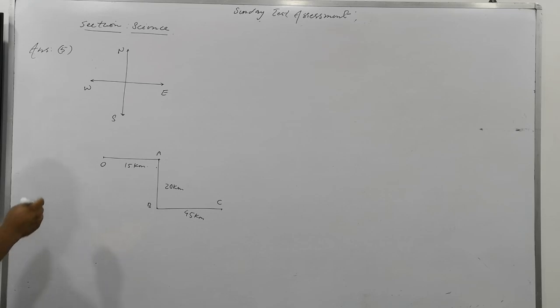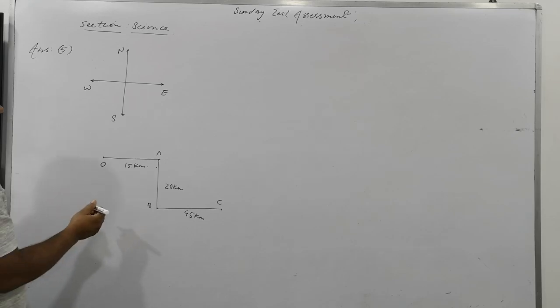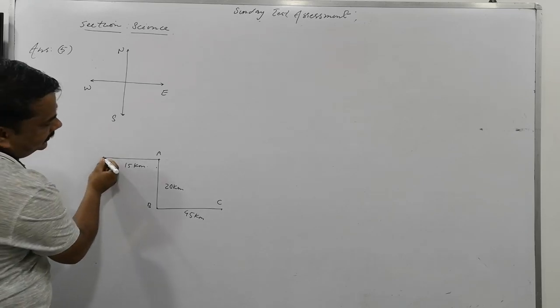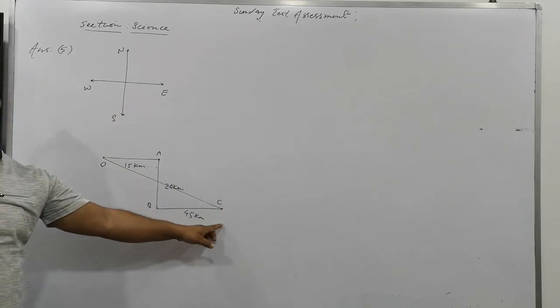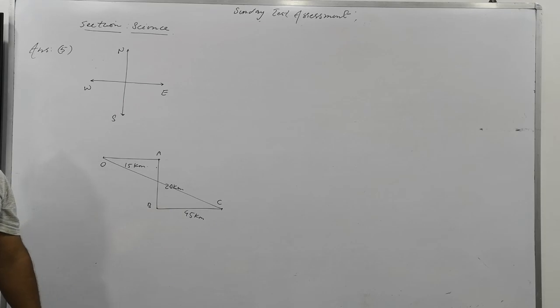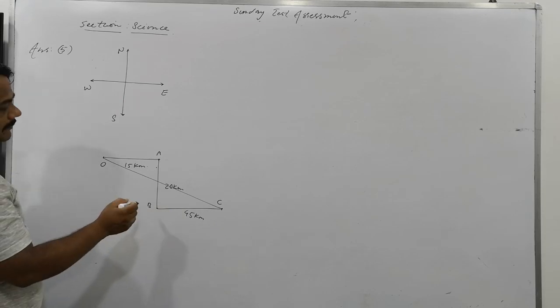And what to find out numerically? The total displacement traveled by a car. Total displacement is the direct distance between this and this. Means you have to find out here OC. Clear? How can we find out OC? So here the geometry is to be solved, right? Now OC, so very simple it is.